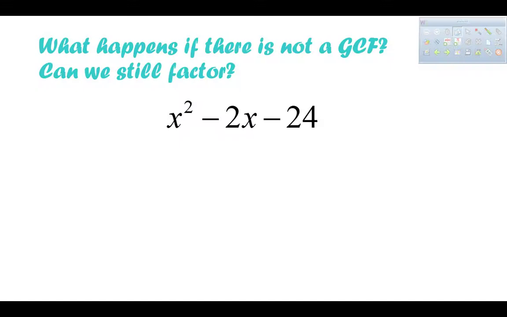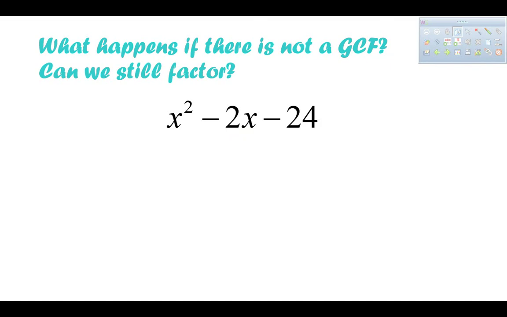All right, so you've just perfected how to take out a GCF. That's called factoring out a GCF. I think we're okay with that now, all right? But what happens if there isn't a GCF? Like, can it still be factored if I can't divide something out?